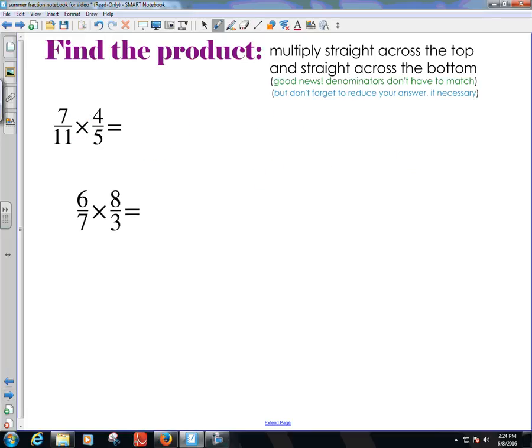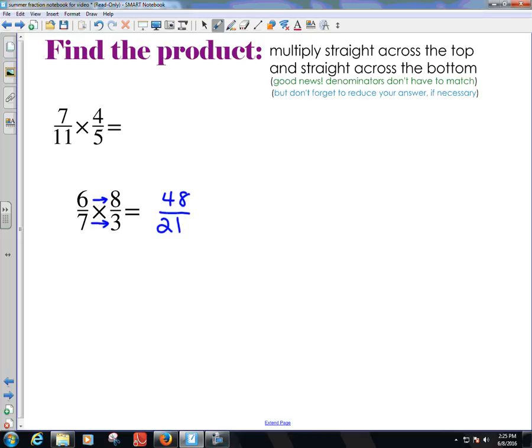I want to take a look at this one and tell you that there are 2 ways to do this, and it doesn't matter to anyone which way you do. You can do straight across the top times straight across the bottom. 6 times 8 is 48. 7 times 3 is 21. But then you need to ask yourself, is this the lowest, most reduced version of this fraction?